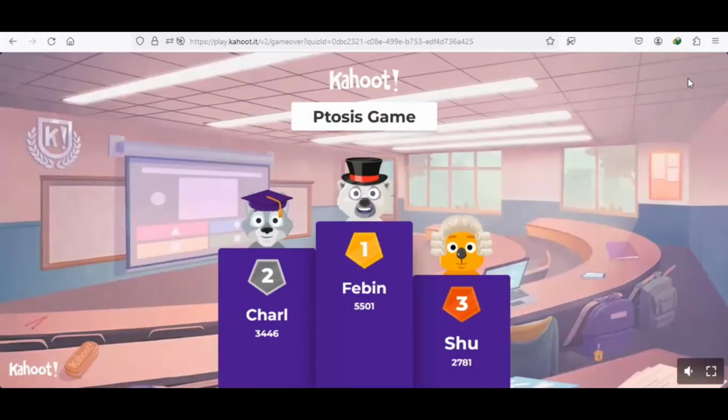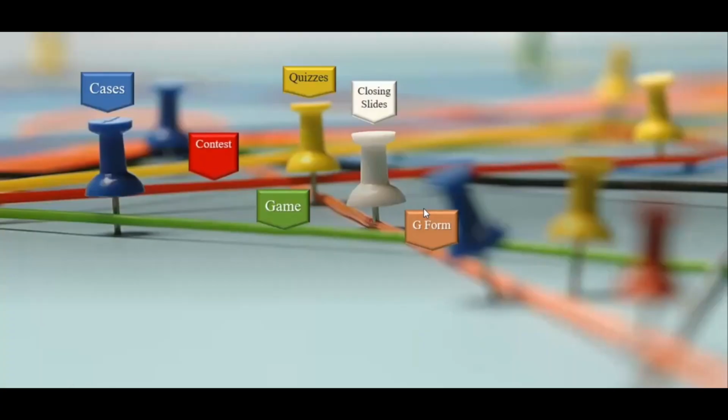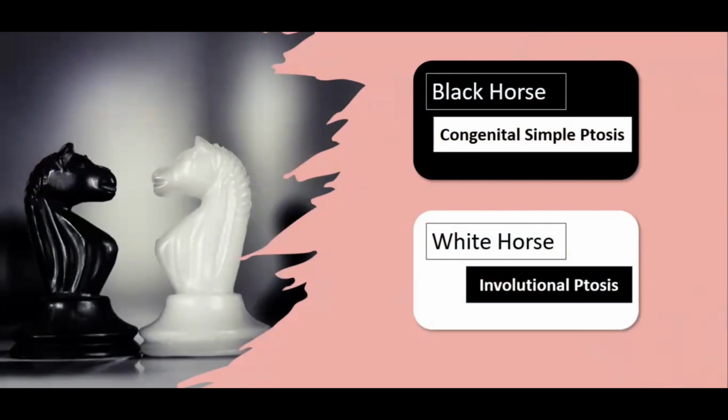Okay, thank you. Let's return to our presentation. The next part is the contest. As I said before, we have black horse and white horse. Black horse is going to talk about congenital simple ptosis. So be careful about this term, congenital simple ptosis, because we sometimes have congenital Horner, congenital third nerve palsy, as I said. And white horse is going to talk about involutional ptosis.